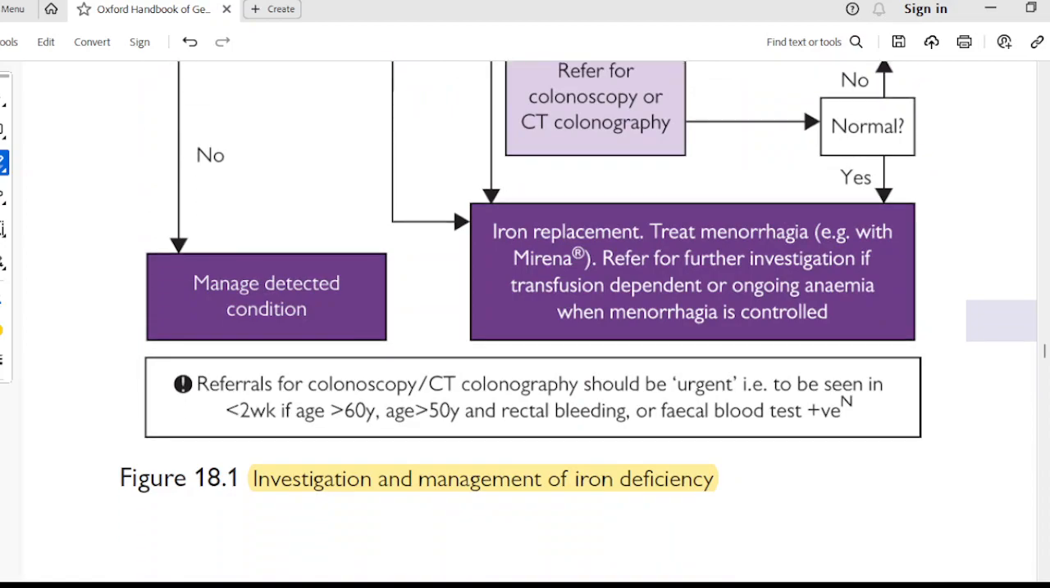Referral for colonoscopy, CT colonography should be urgent. That is, to be seen in less than 2 weeks if age is more than 50 and there is rectal bleeding or a fecal blood test is positive.